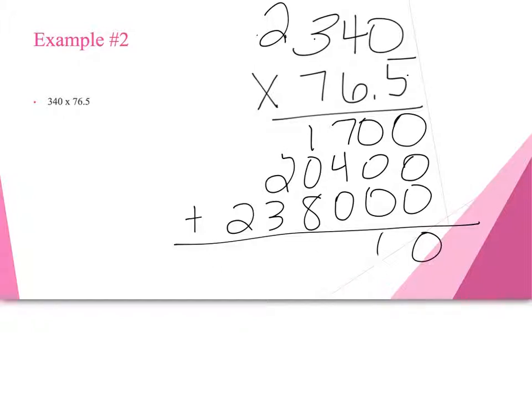So all zeros, all zeros. 7 plus 4 is 11. 8 plus 1 plus 1 is 10. 3 plus 2 plus 1 is 6. Pull the 2 down. And again, we need to count.